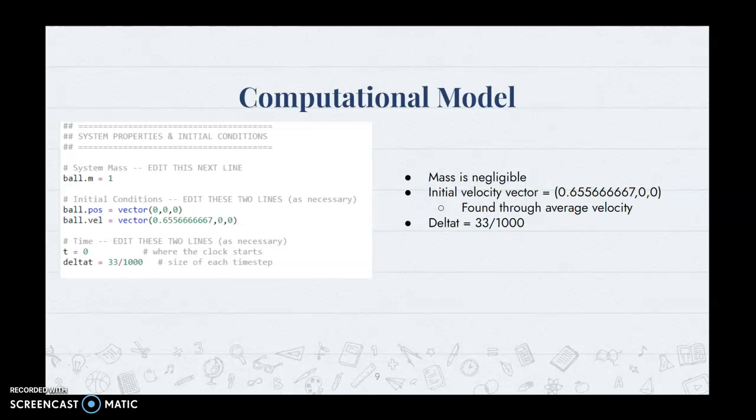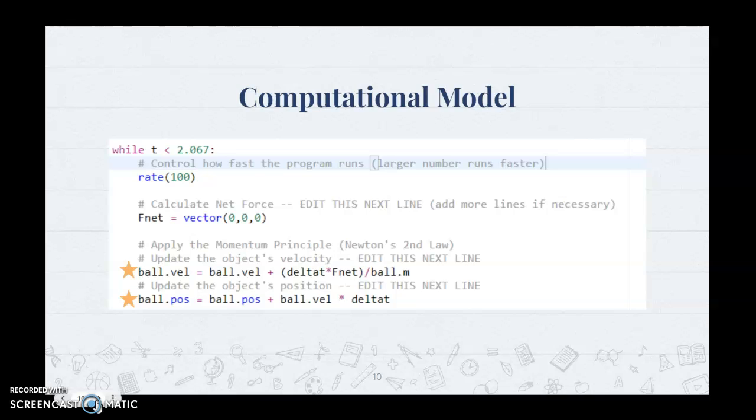For my computational model, mass is negligible in this instance because in the velocity update formula, since our net force is zero, mass is canceled out. I found my initial velocity vector by calculating the average velocity. I was able to determine delta t by analyzing my table of values and saw that each time frame lasted 0.033 seconds. This resulted in my initial velocity being 0.6556 repeating. I then edited the while loop by plugging in the formulas previously introduced in this video, the velocity update formula and the position update formula.